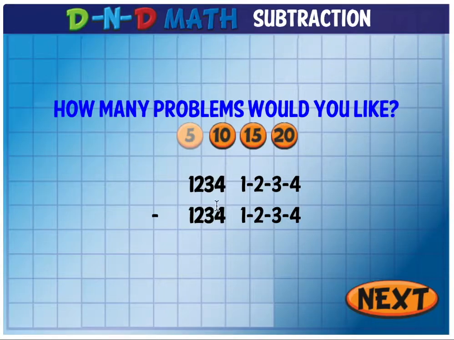And then, how do you want your problems to look? Do you want a 4-digit number minus a 4-digit number or something different? In this case, we're just going to go ahead and leave that the way it is: 4 digits minus 4 digits, numbers in the thousands, and we're going to go ahead and press next.